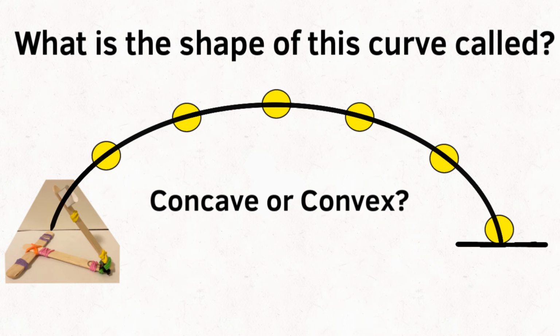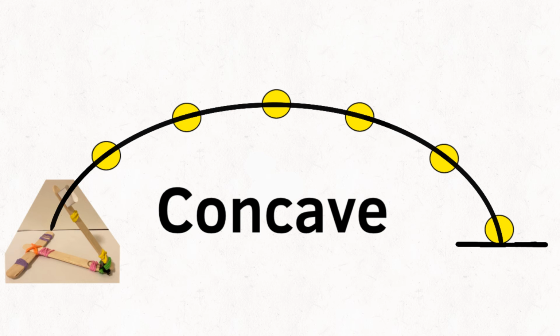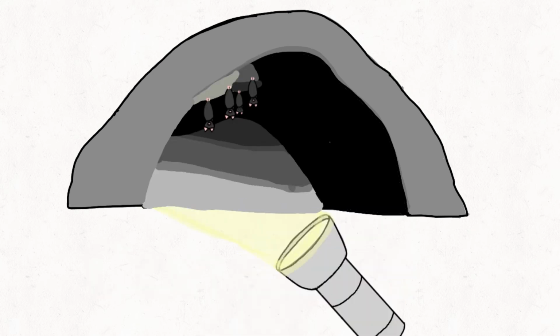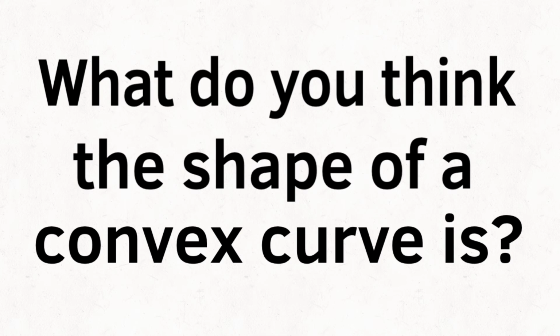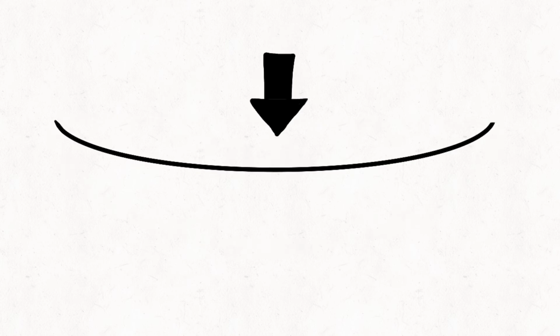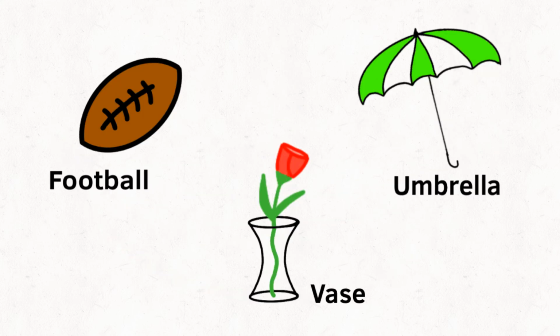Is it concave or convex? It's concave. Concave shapes curve inward. To remember the word concave, just think about how a cave goes inward. What do you think the shape of a convex curve is? Here you can see it's the opposite of concave. Convex shapes curve outward. Can you identify if these objects are concave or convex?